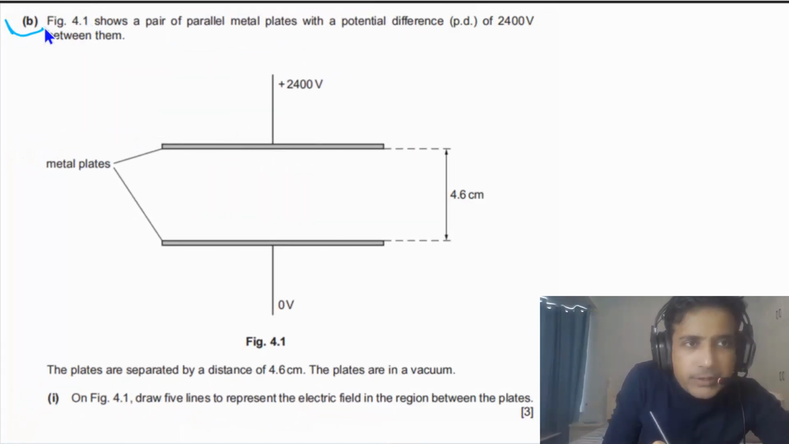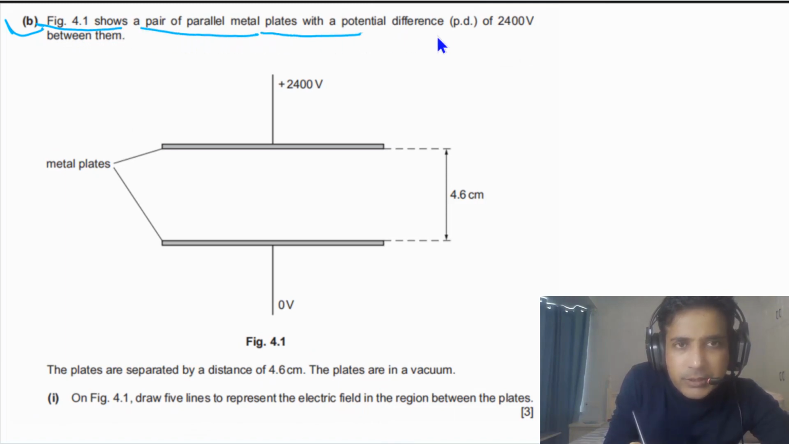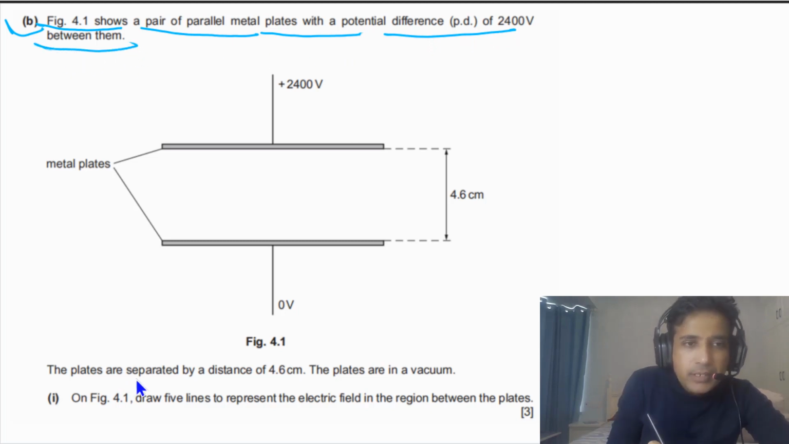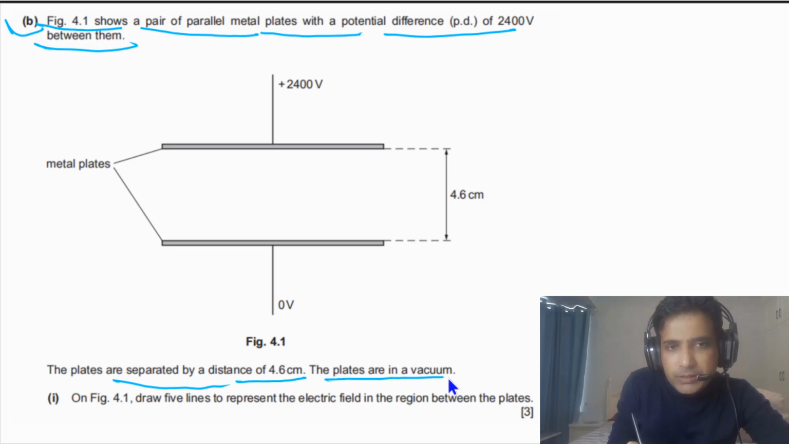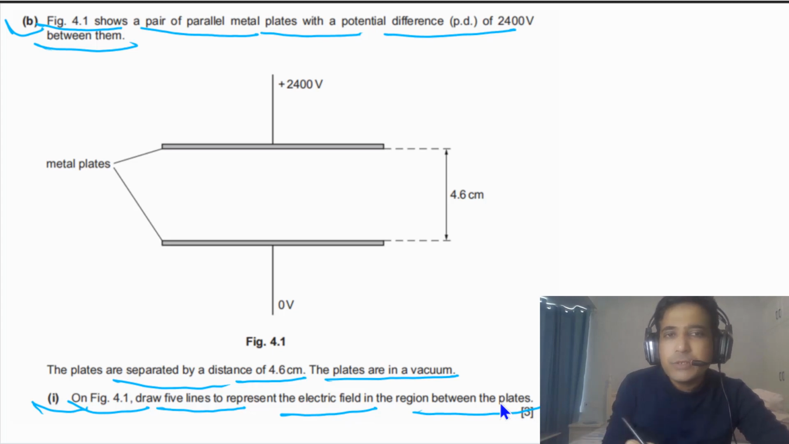For part B, it is given that figure 4.1 shows a pair of parallel metal plates with a potential difference of 2400 volts between them. The plates are separated by a distance of 4.6 centimeters. The plates are in a vacuum. For part B1, on figure 4.1, we need to draw 5 lines to represent the electric field in the region between the plates. First, we need to understand the electric field between the plates.